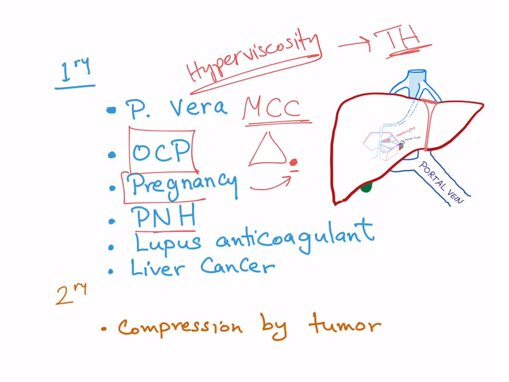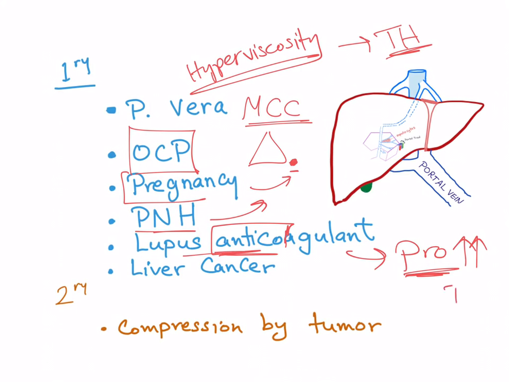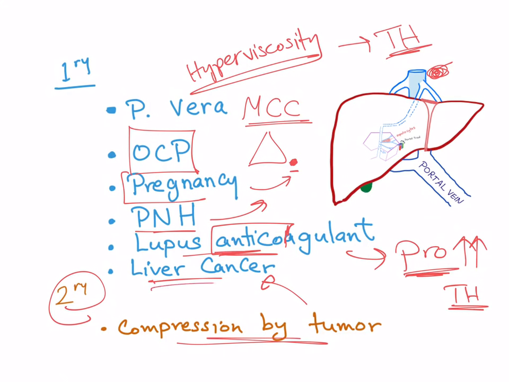Paroxysmal nocturnal hemoglobinuria has increased risk of thrombosis. Why? Nobody knows. Lupus anticoagulant, the name is wrong. It's not anticoagulant, it's actually procoagulant. So it's a misnomer. We all know it as lupus anticoagulant, but what actually happens is procoagulation, increased risk of thrombosis. And liver cancer, of course, cancer has increased risk of thrombosis. Secondary, like compression by a tumor from outside due to any type of cancer, maybe also liver cancer, can lead to this. So liver cancer, hepatocellular carcinoma, can lead to primary or secondary Budd-Chiari syndrome.